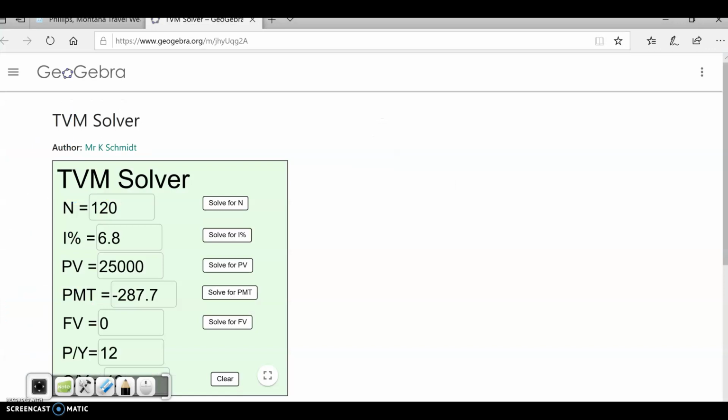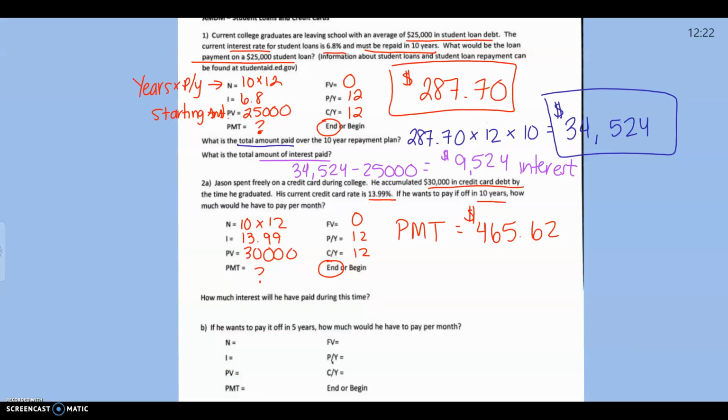And you can also do that in our GeoGebra page. You can actually enter this stuff in. So you could do the same thing online and put 13.99 and 30,000 and solve for payment. Now, you're not always going to be solving for payment. You might be solving for something different, but that's the idea. You're going to get the same answer.